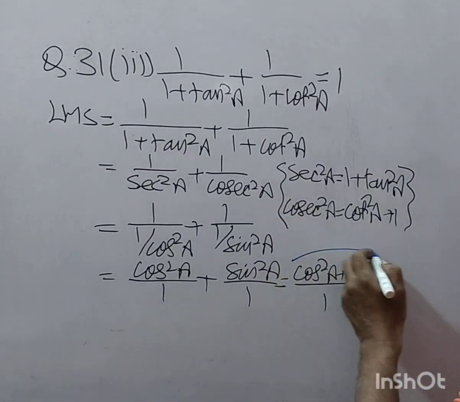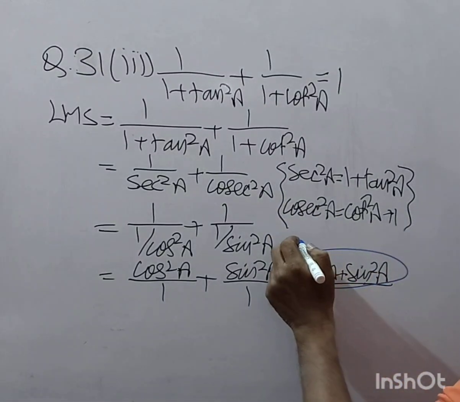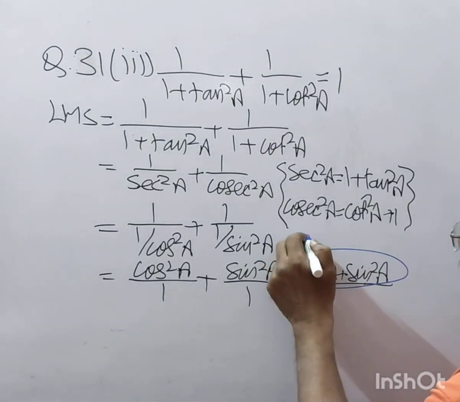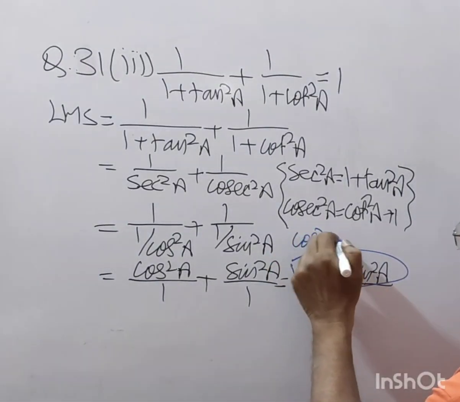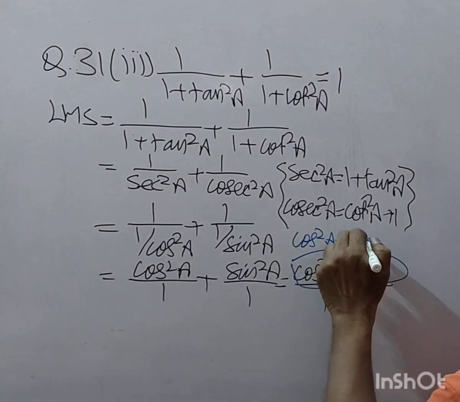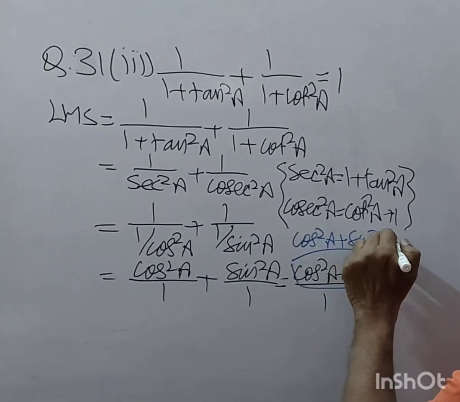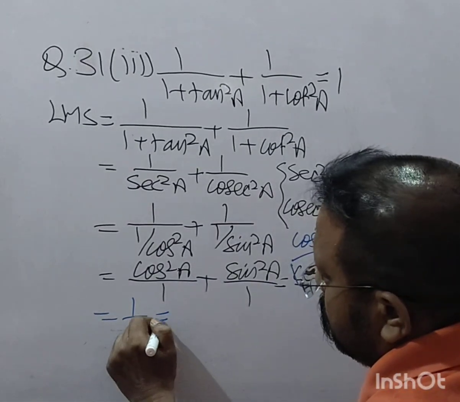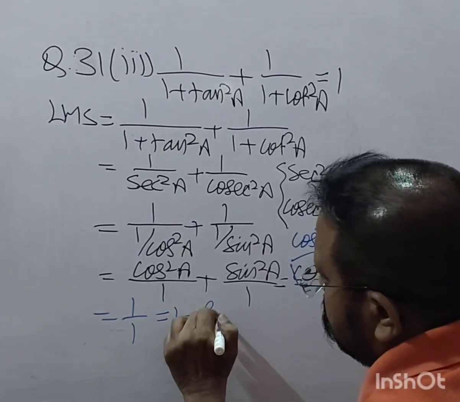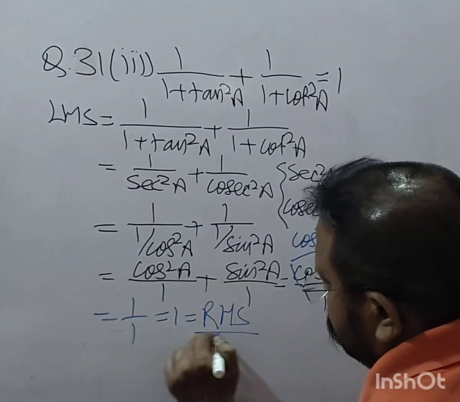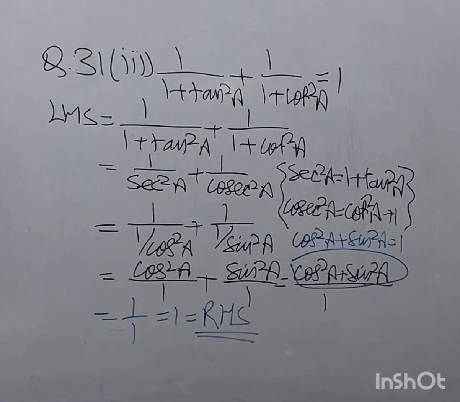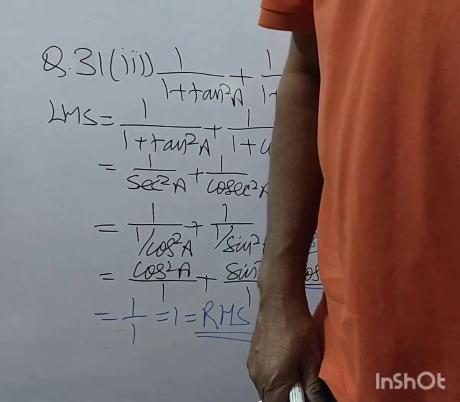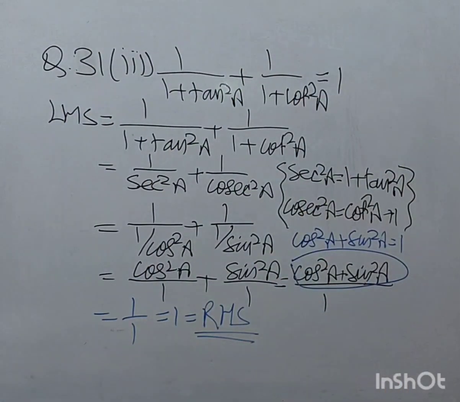Now we know that cos square A plus sin square A is equal to what? So we write here 1 upon 1 is equal to 1, which is RHS. And this is question number 31. Yes, sir. You have done this? Yes, sir. Okay.